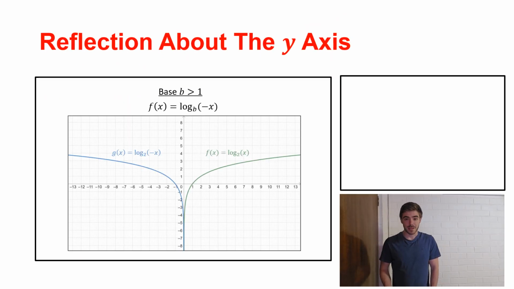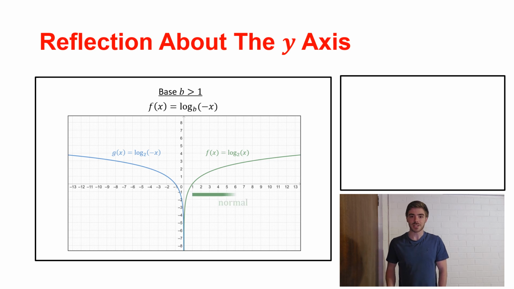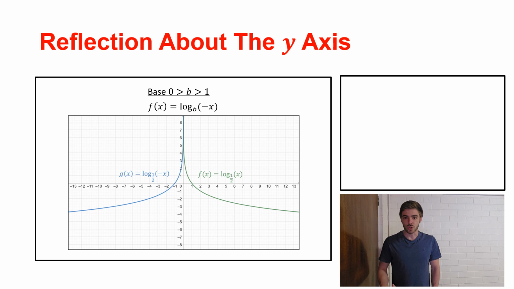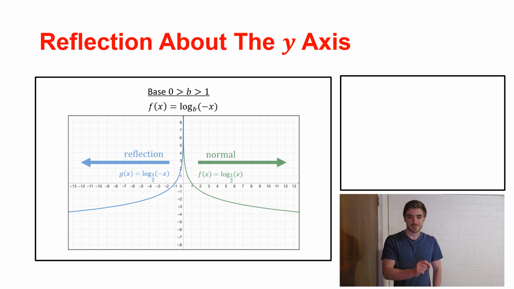Once again, if your base is greater than 1, then normally we rise from left to right. A reflection in the y, therefore, is going to cause us to instead rise from right to left. We're just flipping the direction. And again, if your base is between 0 and 1, then normally we would fall from left to right. So a reflection in the y is going to cause us to instead fall from right to left.